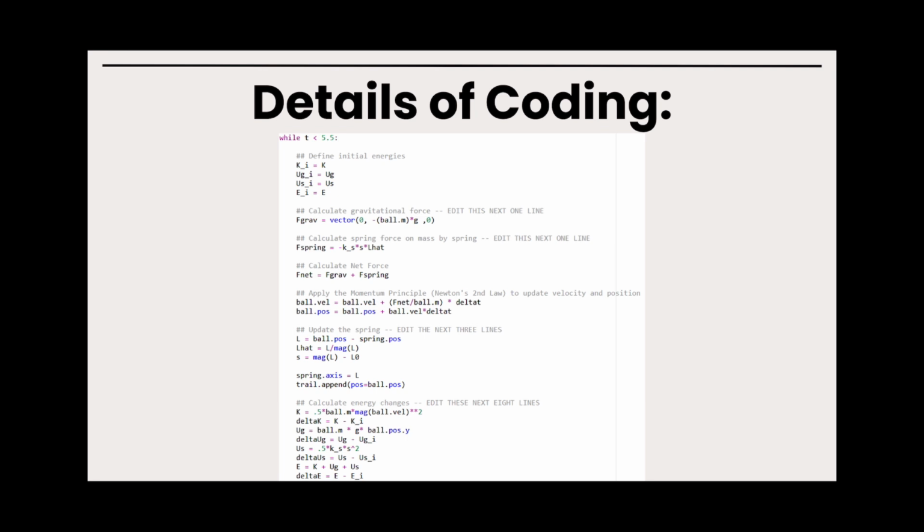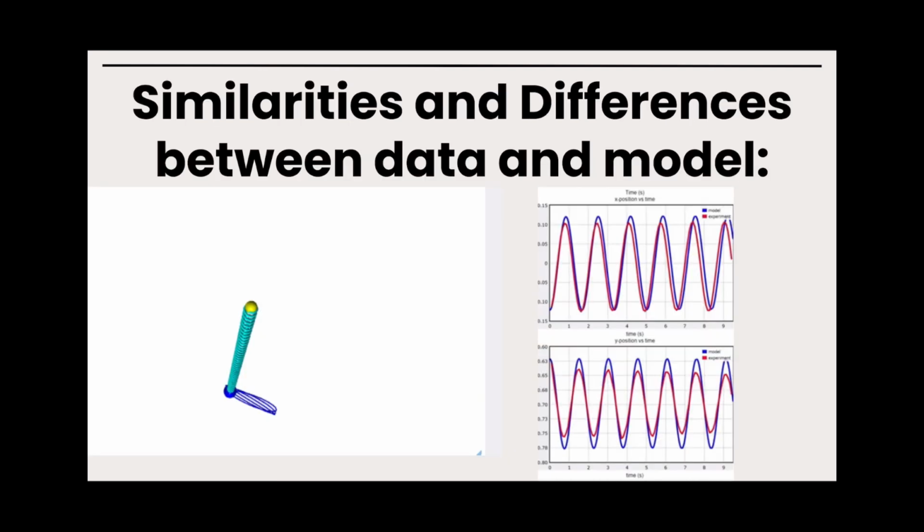Here are more details of the coding. This essentially shows all of the different movements and how we're calculating the force of gravity and the force of the spring and all the forces that we needed to define and use the energy principle.